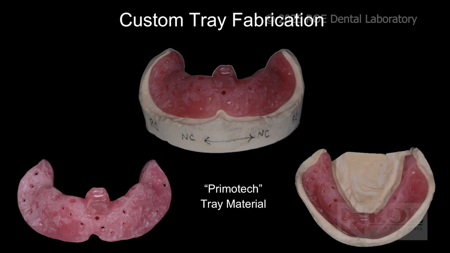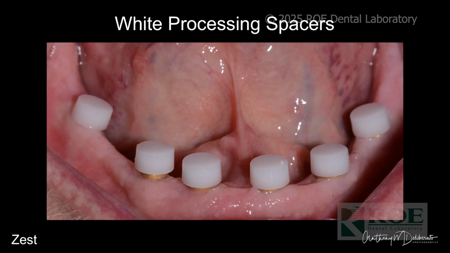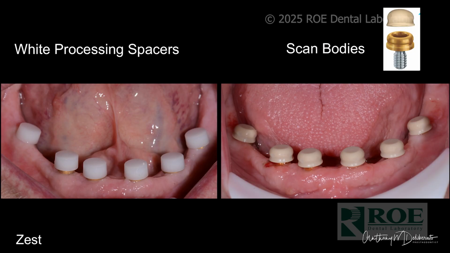And then on the lower, from the impressions we got, I'm making a custom tray because I want a really accurate model for this LOCATOR Fixed. I put my white processing spacers back in. Alternately, you could put these scan bodies, which will come in more and more handy as the digital workflow is developed for this product.